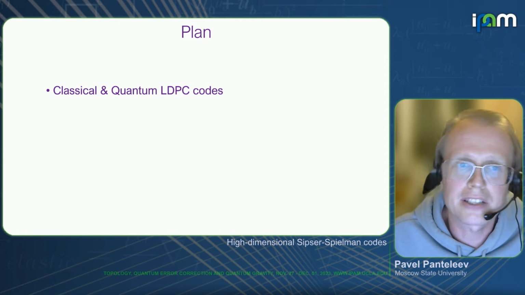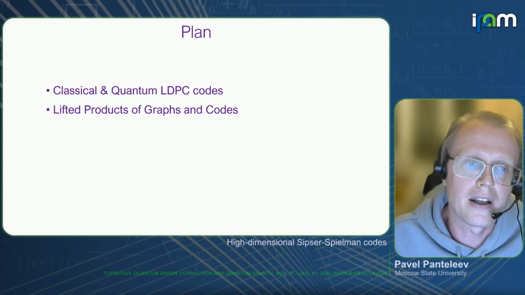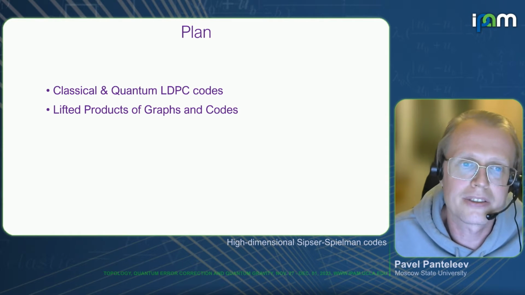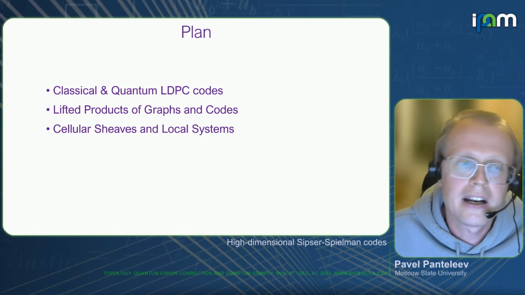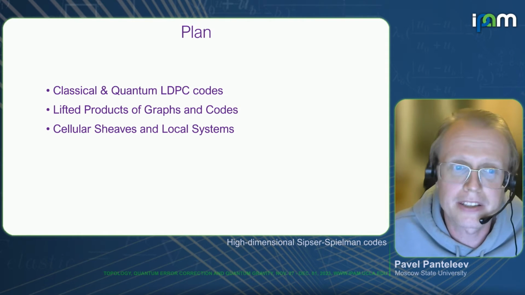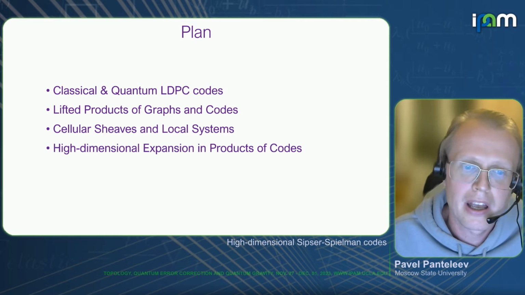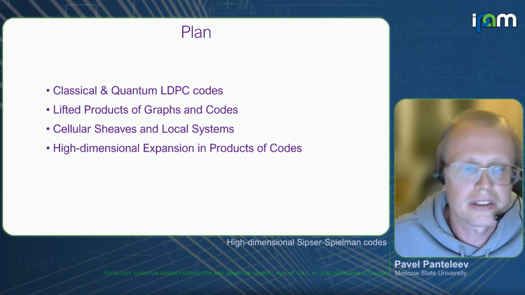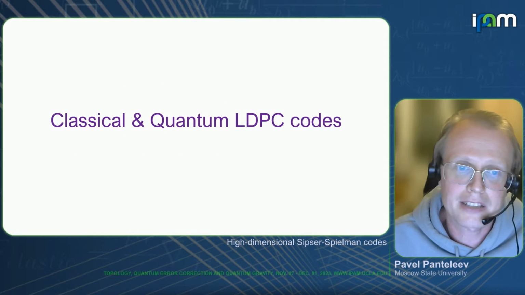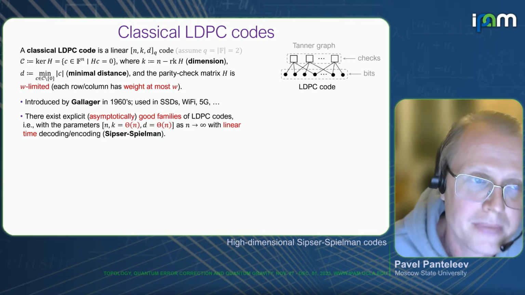Let us go to the plan. So first, I will review classical and quantum LDPC codes. Then I will discuss some constructions related with them called lifted products. Then I'm going to discuss some more abstract stuff related with sheaves and local systems. And finally, I also talk a little bit about high dimensional expansion and product of codes. So let us start with classical and quantum LDPC codes.